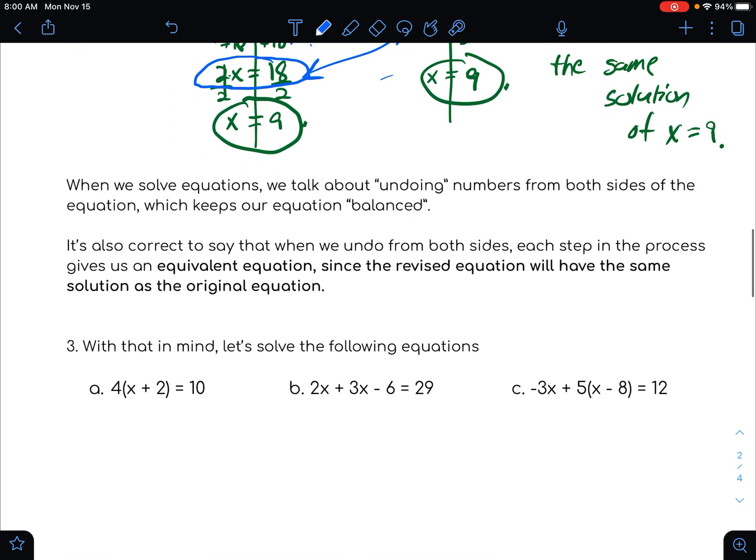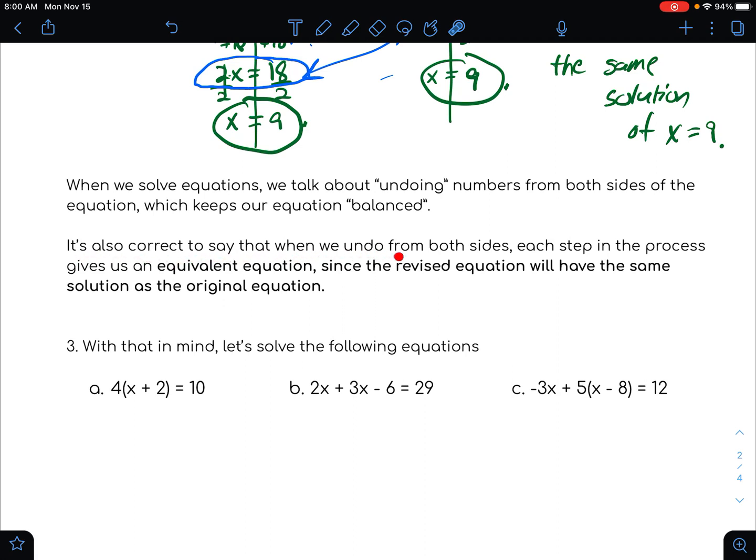Okay, so let's read this below. When we solve equations, we talk about undoing numbers from both sides of the equation, which keeps our equation balanced. So I often talk about that too. When we do the same thing to both sides of the equation, we keep things balanced. Just like if you had a scale, maybe at the grocery store, they used to have these. I think they still do, but if you put something on one side of the scale to keep things balanced, you have to put the same weight on the other side of the scale if you're going to keep things balanced.